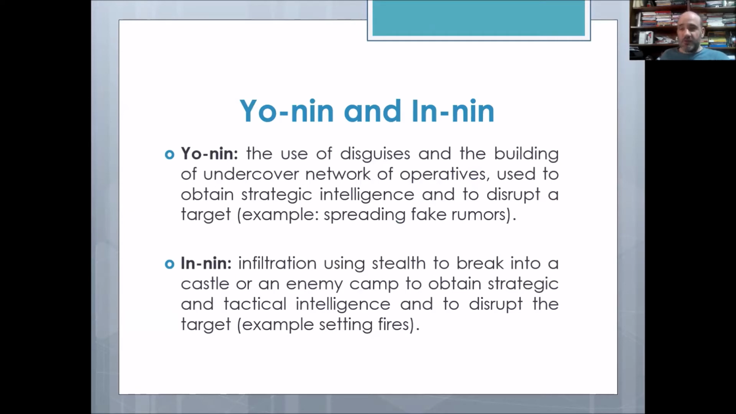So, first of all, it's important to recover two concepts from intelligence studies and strategic studies, Yonin and Inin, from the Japanese classics. Yonin is the use of disguises and the building of undercover networks of operatives, which are used to obtain strategic intelligence and to disrupt the target. A good example is the spreading of fake rumors, psychological operations, and so on, subversion. The Inin is infiltration, using stealth to break into a castle or enemy camp in Japan's medieval context, to obtain strategic and tactical intelligence and to disrupt that target, including setting fires.